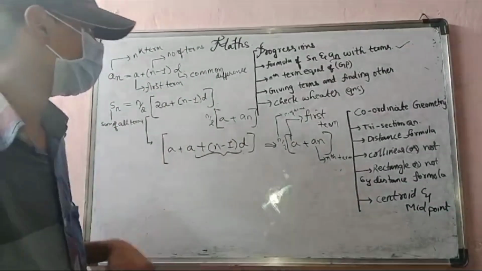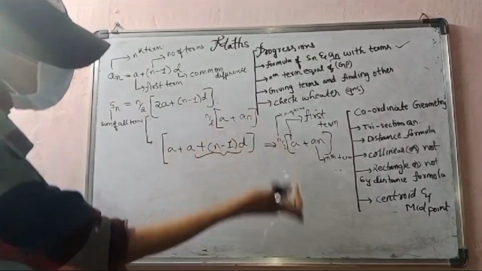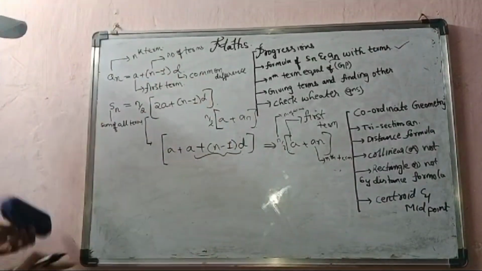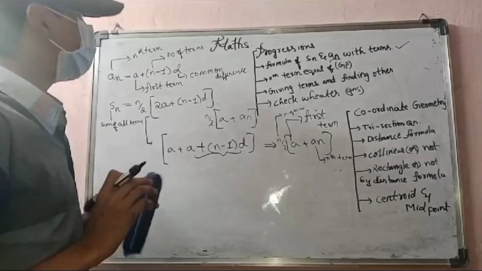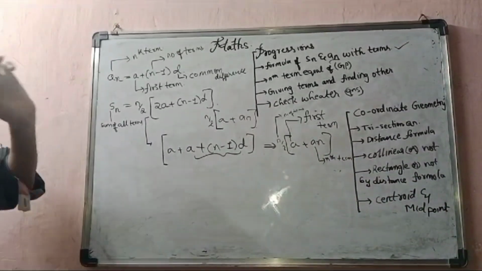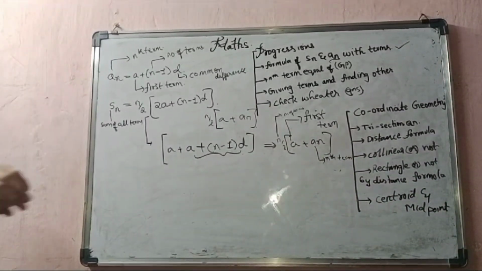Sn is the sum of all terms, so n by 2 into 2a plus n minus 1 into d, or n by 2 into a plus An. An is nothing but the same term, a is the same, all are the same. Just the sum of all terms is different. Okay, clear?